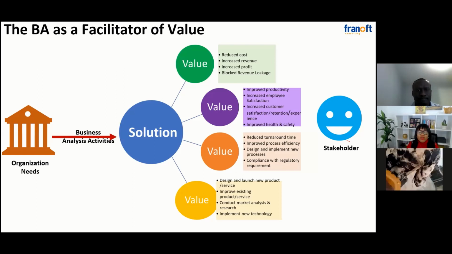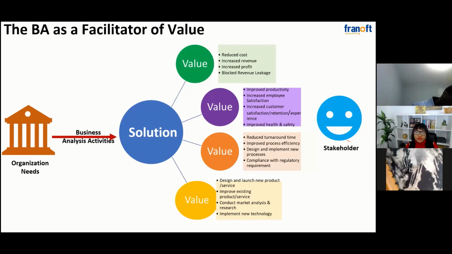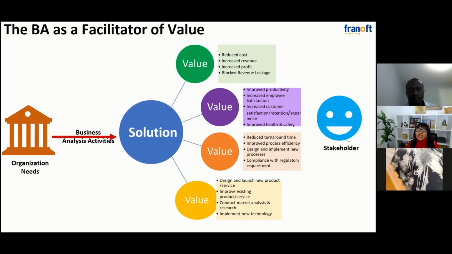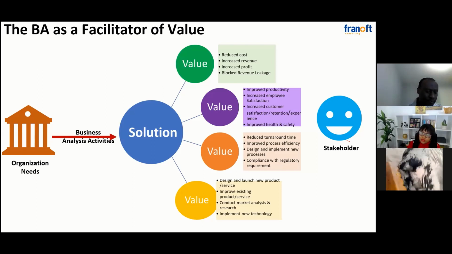Exactly. So you are facilitating value. And again, you must know something: as a BA, on your own, you cannot create value. You need to collaborate with your stakeholders. And Harry helped explain what that is about.